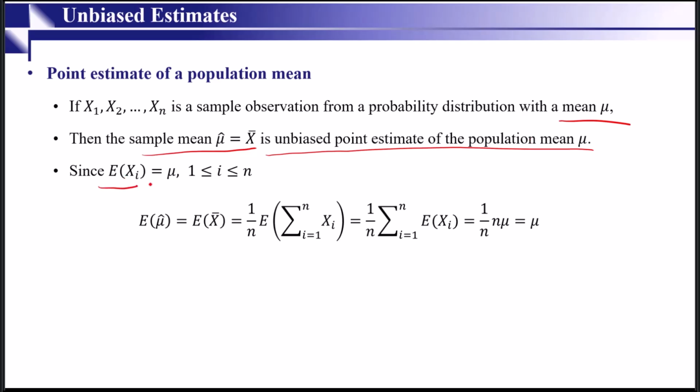Because E of xi is equal to mu, and i is between 1 to n, then E of mu hat is equal to E of x bar, and this one based on the equation is 1 by n E of the sum of xi. This equals 1 by n times the sum of E of xi, and E of xi is mu, which is equal to mu. So you can see from the equation that we do the expectation for all the samples, and finally we try to conclude the population mean.